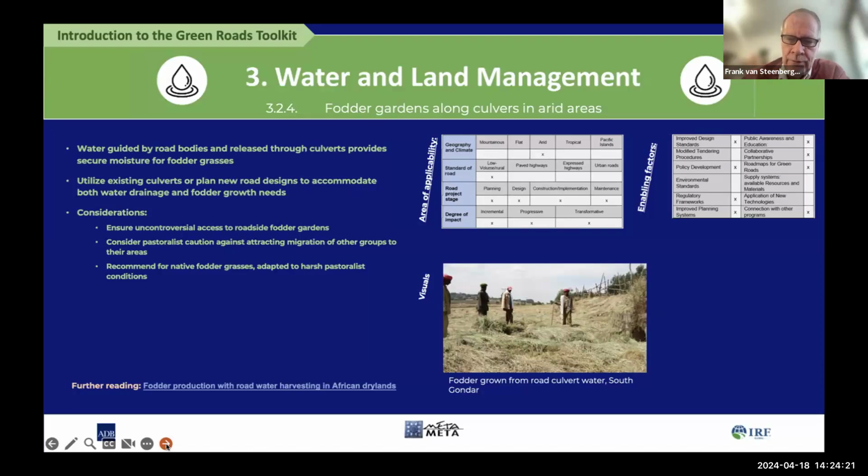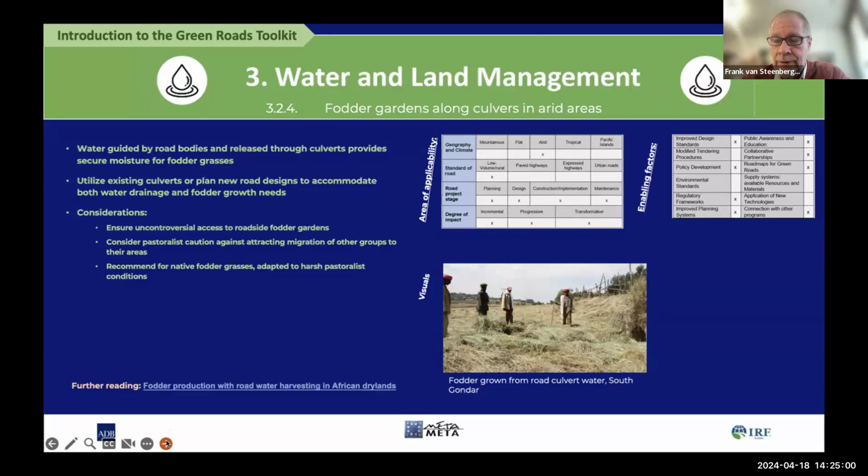If you have the water that runs through the culverts and you collect it and grow fodder along these culvert outlets, you really increase the availability of fodder for the livestock, and you are able to retain the viability of the grazing lands much longer. And of course, it takes several measures. You need to make sure there are no access issues, because not everybody in pastoralist communities likes people to migrate to the area to sources of fodder.